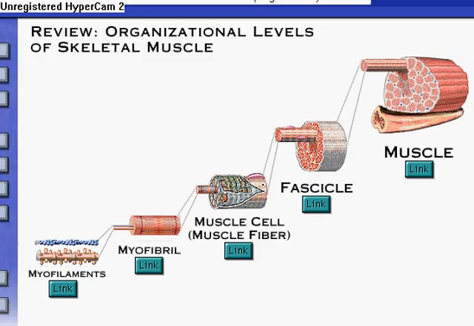This bundle within a bundle organization is well suited to the function of skeletal muscle, as we'll see throughout the module. Click a link button to review a structure in more detail. If you use a link button, you can return to the page.